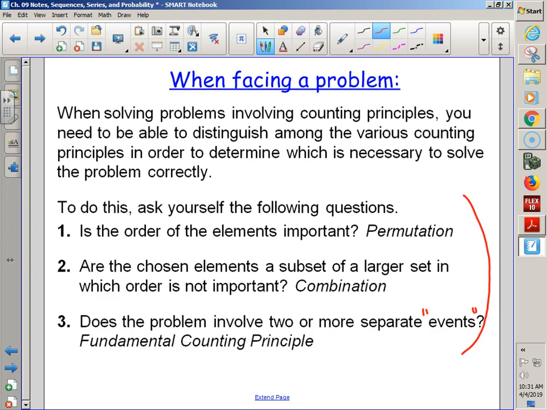So if there are 3, well, technically 2 or more separate events, then that's when we do our fundamental counting principle. If there's a permutation, order is important, we're using NPR. If order is not important, NCR. And then the fundamental counting principle, we can always use our idea of multiplying separate events together. Cool?